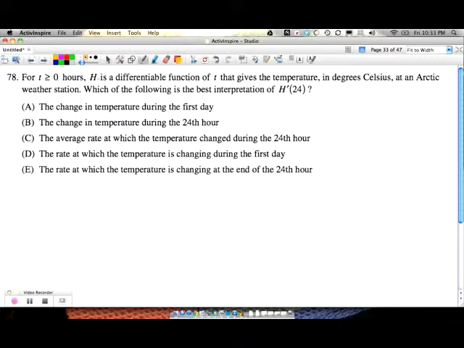For t greater than or equal to 0 hours, h is a differentiable function that gives the temperature in degrees Celsius at an Arctic weather station. Which of the following is the best interpretation of h prime of 24?